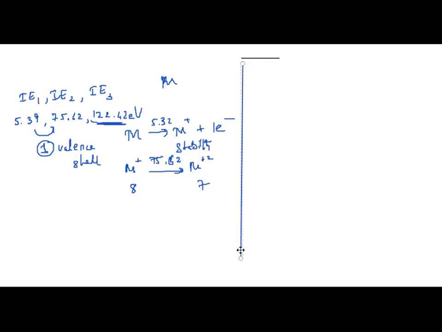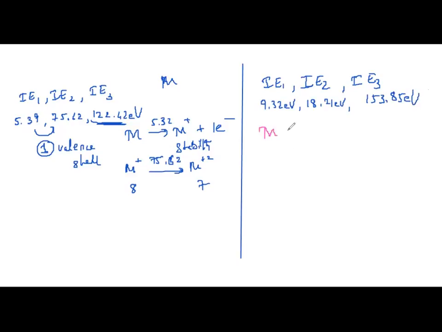Let us consider the second example. The first, second, and third ionization energies of a certain element are 9.32 electron volt, 18.21 electron volt, and 153.85 electron volt. What does that mean?